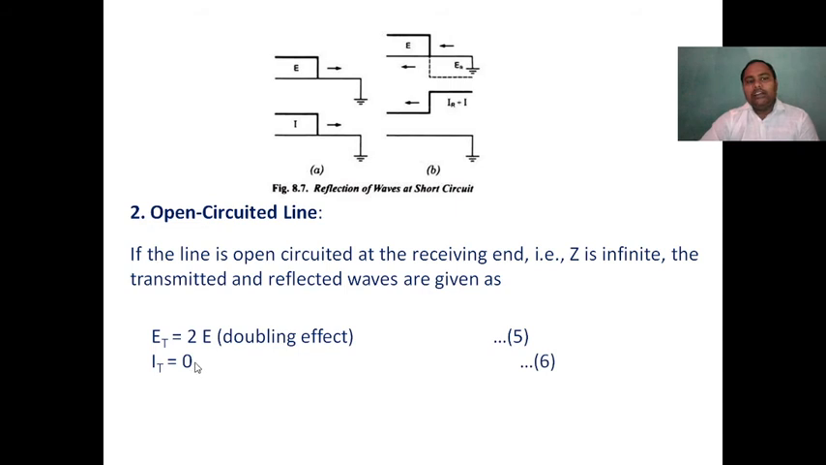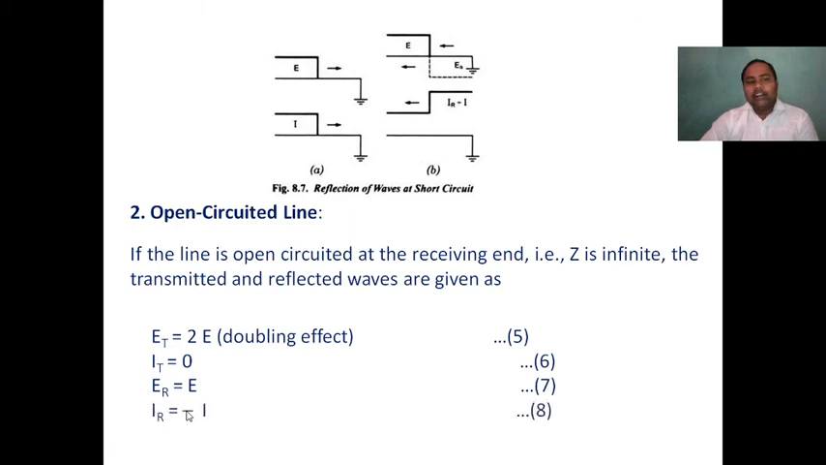The transmitted current is 0. Why? Because in the open circuited line, there is no path or provision for current flowing. So the transmitted current is equal to 0. Reflected voltage is incident voltage plus ER, which is equal to E.